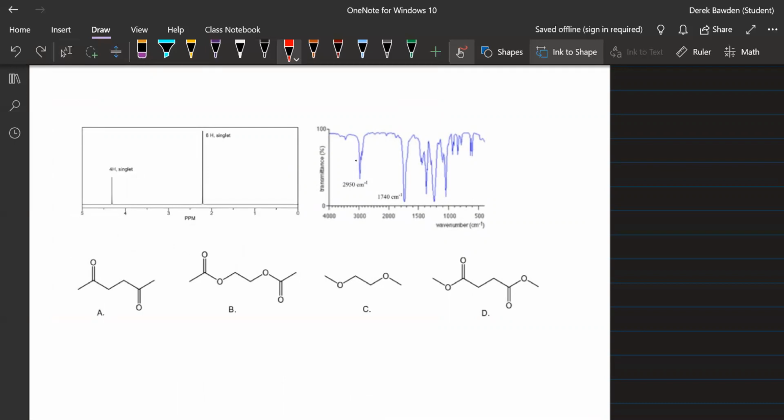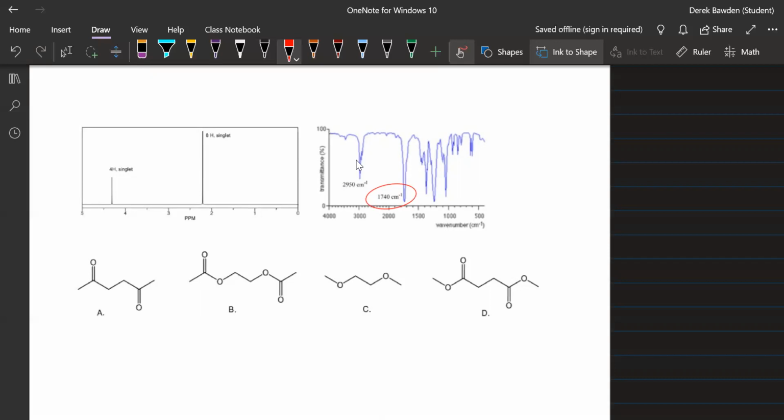All right. So we've got 1740. What does that tell us? C double bond O. Perfect. If it's more on the 1600 side, then it's going to be C double bond C, but closer to 1700 or above is going to be C double bond O. And then what about 2950? That's just our sp3 CHs, right? So we know there's no C double bond Cs. We know there's no other craziness going on as far as IR is concerned.